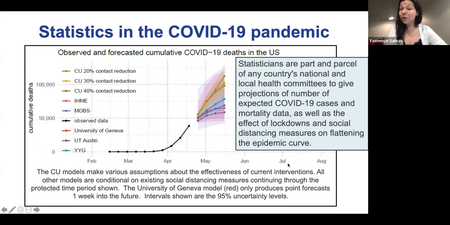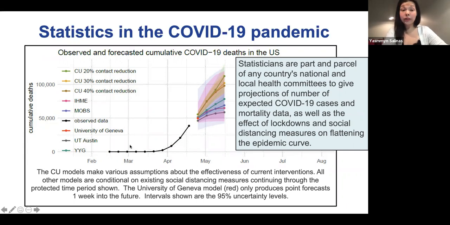Some of you already alluded to this in our previous discussion, the fact that statistics is also at the forefront of our investigations of the COVID-19 pandemic. Statisticians are part of the groups of people that track the cases. They also make projections or predictions about the cases and deaths that we will see in the future, and about how effective our lockdowns and social distancing measures will be in order to flatten the epidemic curves.